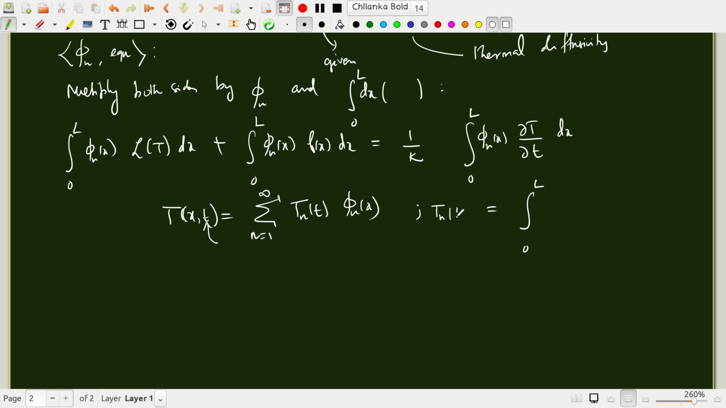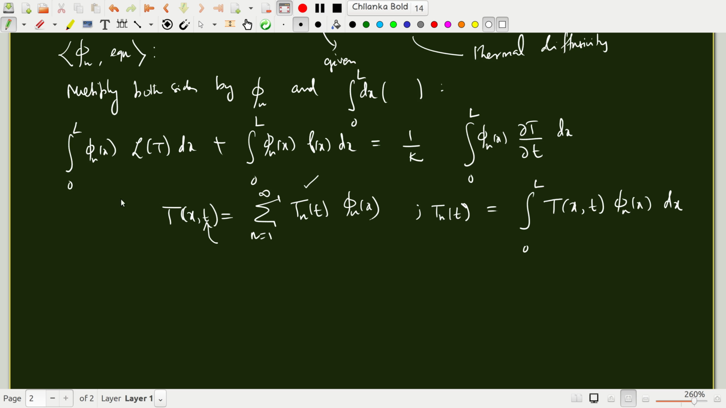Tn of t is integral 0 to L of T of x,t times phi n of x dx. This is like finding the Fourier coefficients given the function. How do you find the Fourier coefficients? Using orthonormality. So if you know Tn's, you can find T of x,t, but the definition of Tn of t itself is just this, because this is useful when we simplify this equation here.